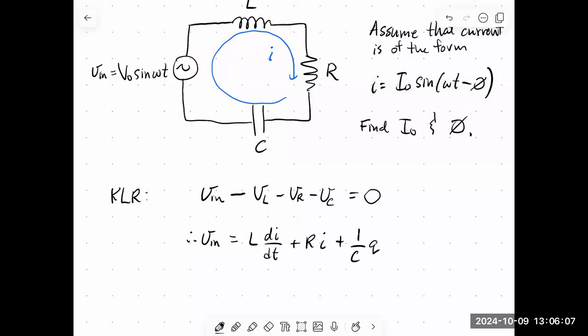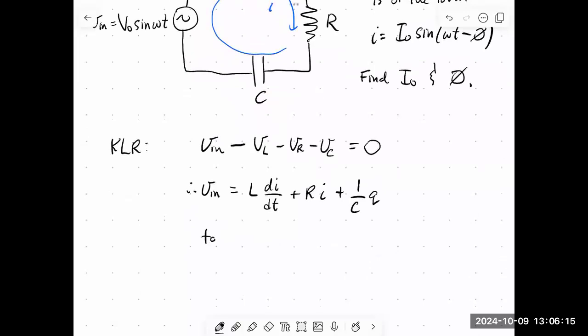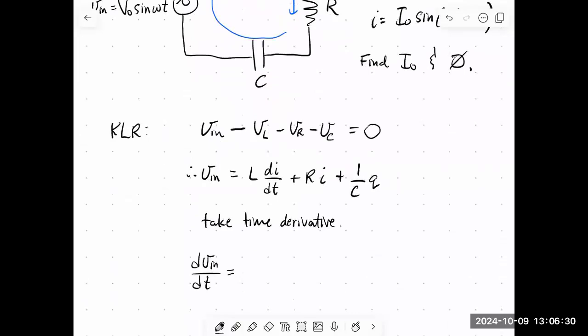I don't like that we have current and charge in this equation. So what I'm going to do is take a time derivative. If I do that, I'm going to get the derivative of the input with respect to time. And remember, this is now a sinusoidal input voltage, so it's not a constant. So its time derivative is not 0. But anyways, what else do we get? On the right-hand side, we have L, and then we have to take a second time derivative, so it's 2 time derivatives of the current, plus R times the time derivative of the current, plus 1 over C times dQ/dt. Well, that's just the current.